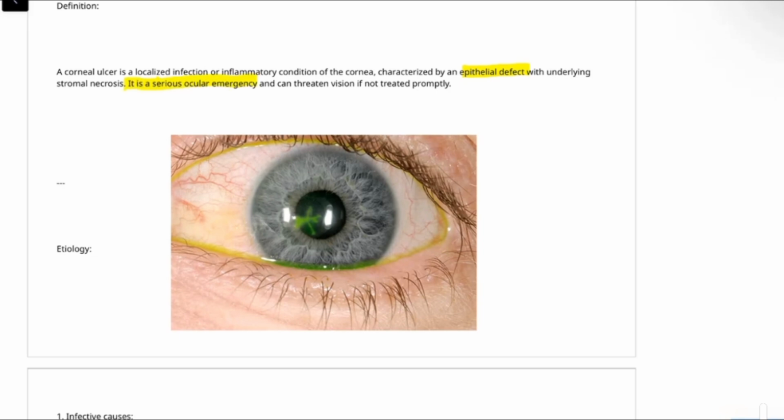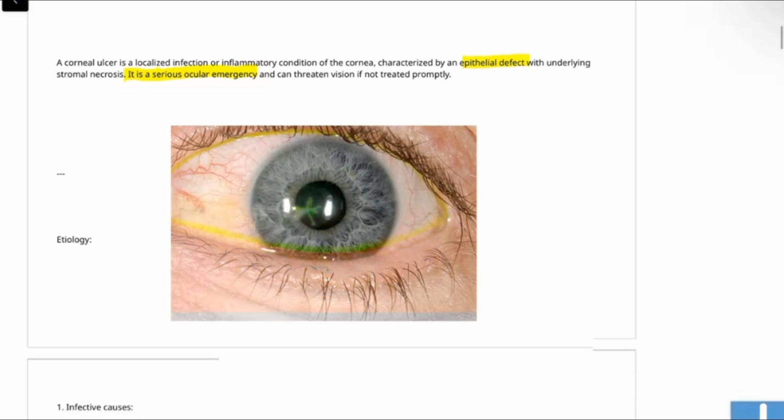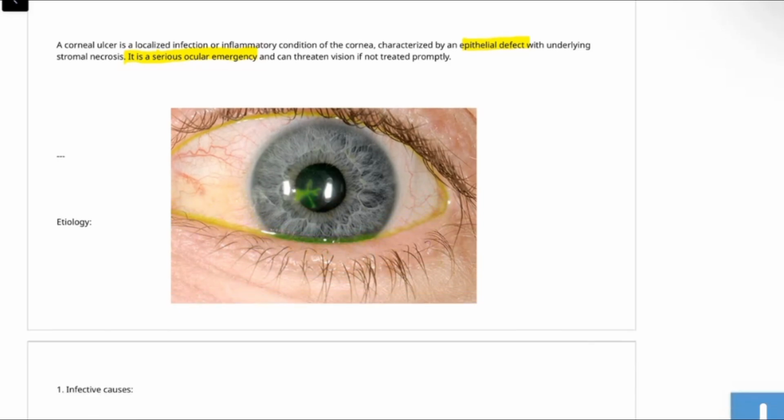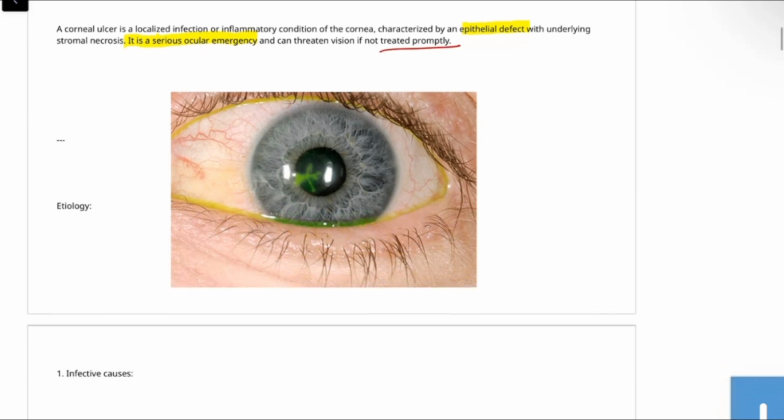So in ophthalmology, we have studied two ocular emergencies up till now. One is acute angle closure glaucoma, the other one is corneal ulcer. Okay, so this is a serious ocular emergency and can threaten vision if not treated promptly. This is how a corneal ulcer looks on staining.